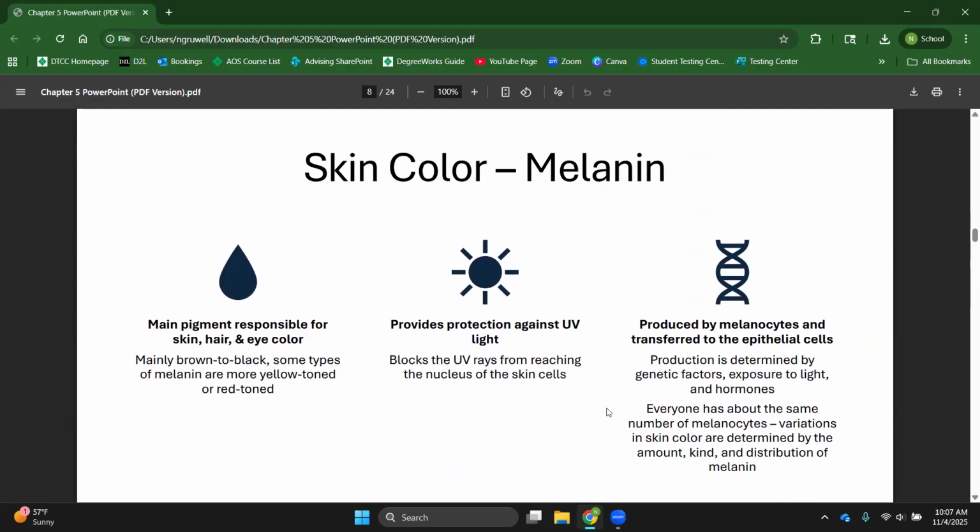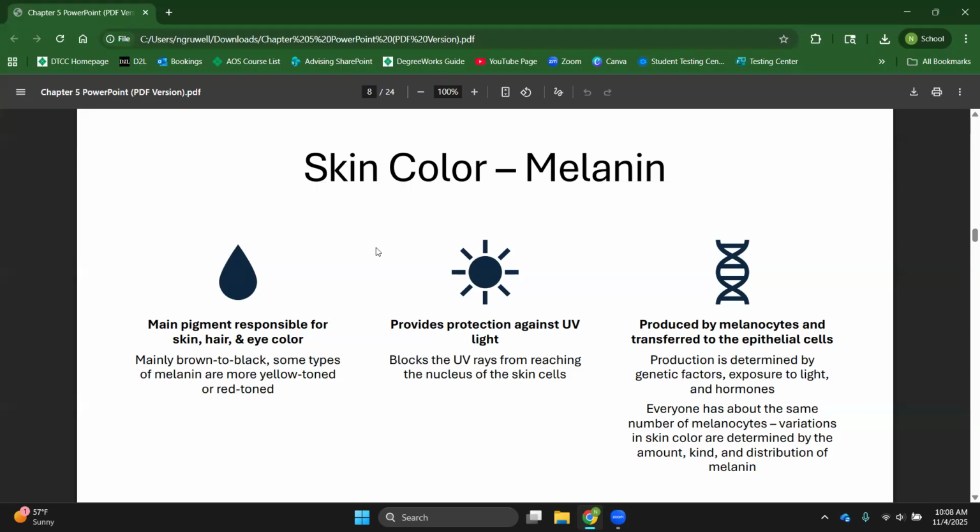So in the very beginning of our lecture here, we hinted that the color of our skin or the appearance of our integumentary system structures can give us a hint about what's going on from a diagnostic perspective. But of course, we have normal skin color changes that are affected primarily by the pigment melanin. So the pigment melanin is a brown to black pigment. Some have more of a yellow or red tone, so there's a few different variations of this. And so this is what is going to be primarily responsible for the color of skin, hair, and our eyes.